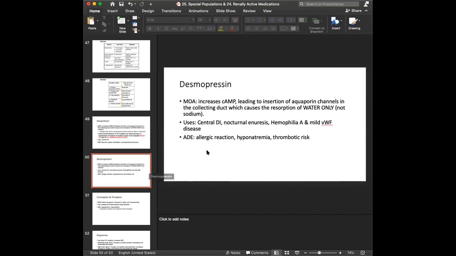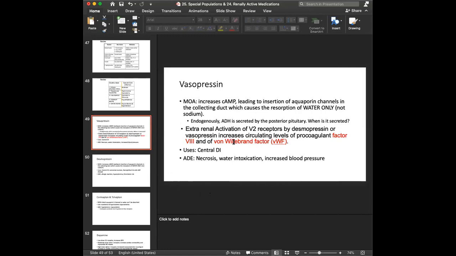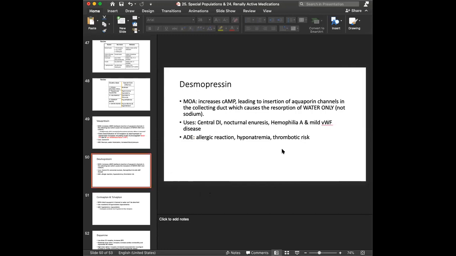Okay, so desmopressin. There's a thrombotic risk due to that factor, von Willebrand's factor, factor 8. Hyponatremia, because if you have too much water, then you're going to dilute it out so you can decrease their sodium, so you have to watch that. Some people are allergic. So uses of desmopressin besides central DI is nocturnal enuresis.